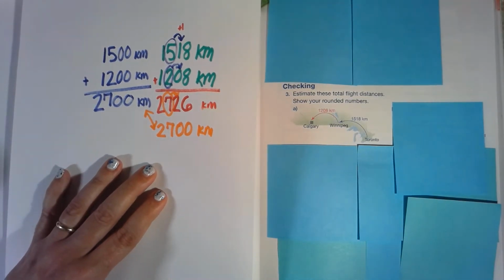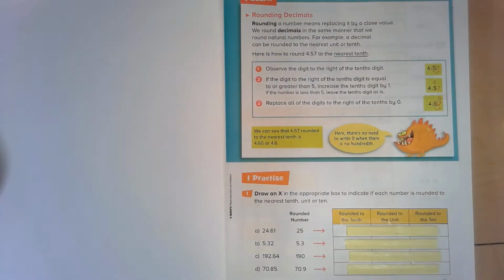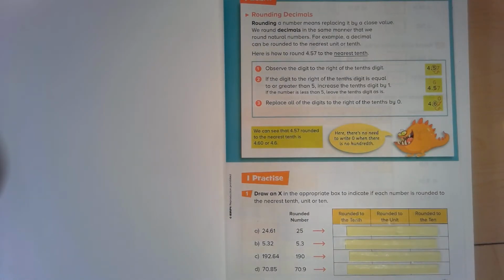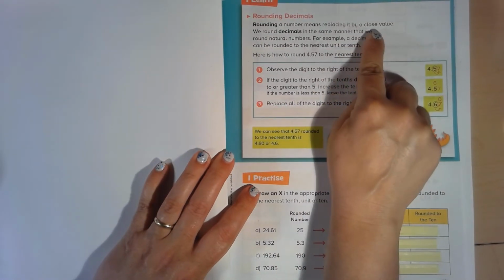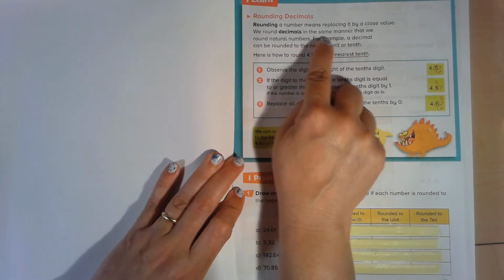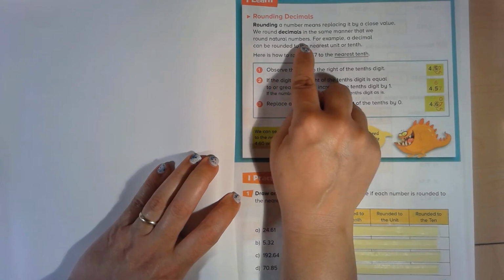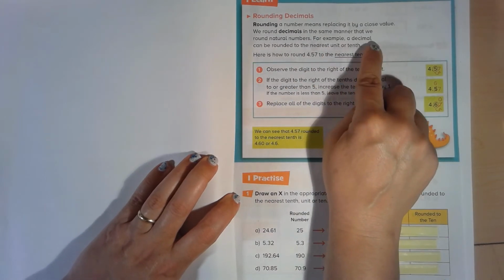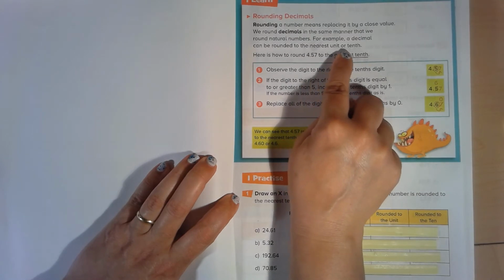That's a quick review of how to estimate natural numbers, but let's check out how to round decimals. Rounding a number means replacing it by a close value. We round decimals in the same manner that we round natural numbers. For example, a decimal can be rounded to the nearest unit or tenth.